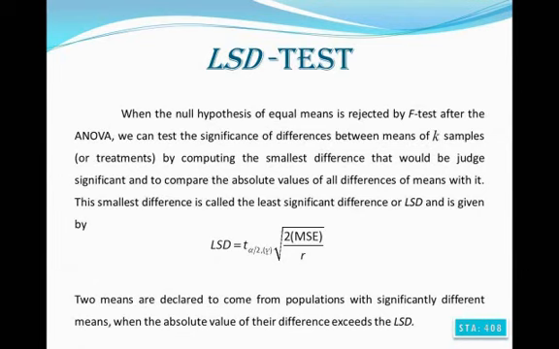to t alpha by 2, nu, times the square root of 2 mean square error over r. Two means are declared to come from populations with significantly different means when the absolute value of their difference exceeds the LSD.